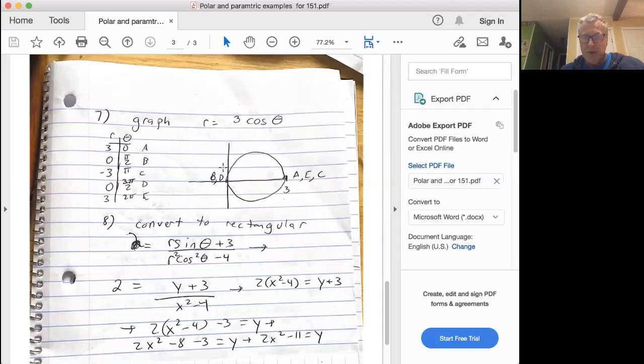When we plug pi over 2 in, that's over here. The cosine of pi over 2 is 0. 0 times 3 is 0, so that stays right on the origin.